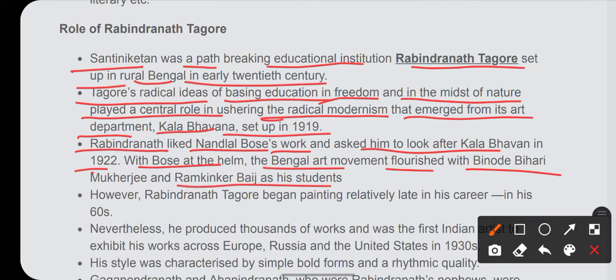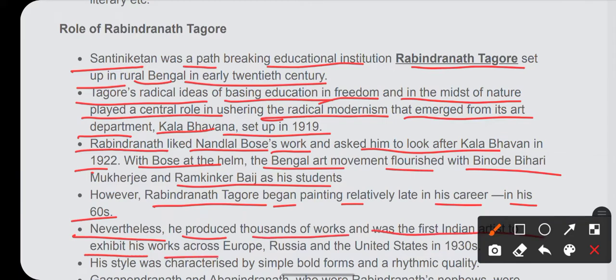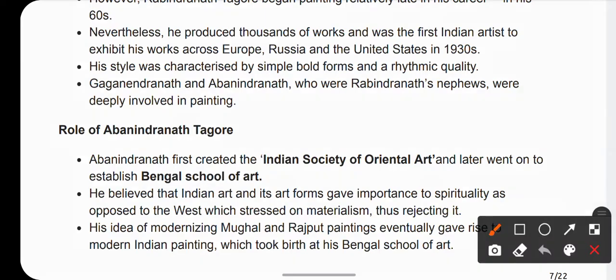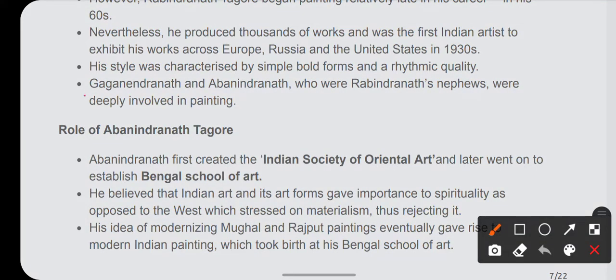However, Rabindranath Tagore began painting relatively late in his career, in his 60s. Nevertheless, he produced thousands of works and was the first Indian artist to exhibit his works across Europe, Russia and the United States in the 1930s. His style was characterized by simple bold forms and a rhythmic quality. Gaganendranath and Abanindranath, who were Rabindranath's nephews, were deeply involved in painting.